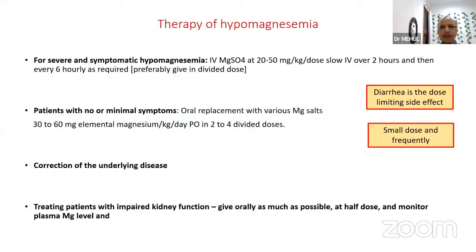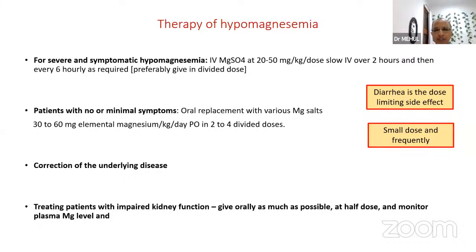Some guidelines regarding management of hypomagnesemia. For severe and symptomatic hypomagnesemia, we use IV magnesium sulfate at 20 to 50 milligrams per kilogram per dose, slow IV over 2 to 4 hours, and then every 6 hours as required.